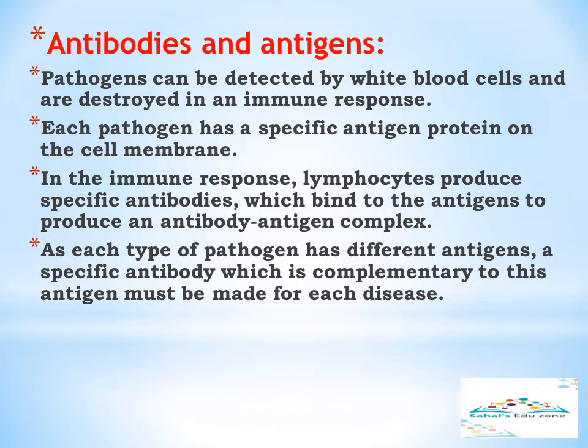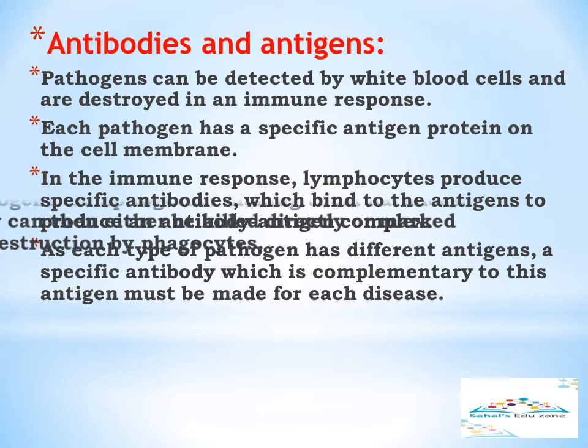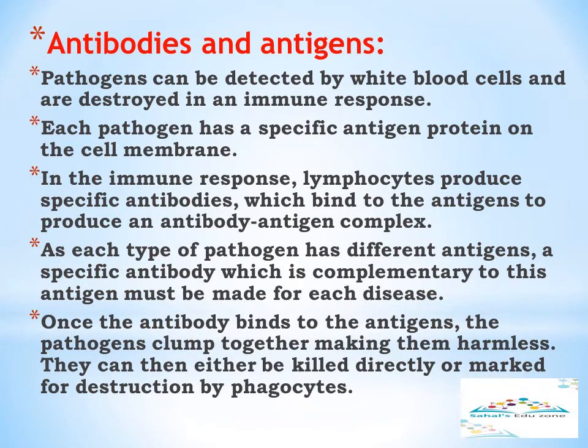As each type of pathogen has different antigens, a specific antibody which is complementary to this antigen must be made for each disease. Once the antibody binds to the antigens, the pathogens clump together, making them harmless. They can then either be killed directly or marked for destruction by phagocytes.